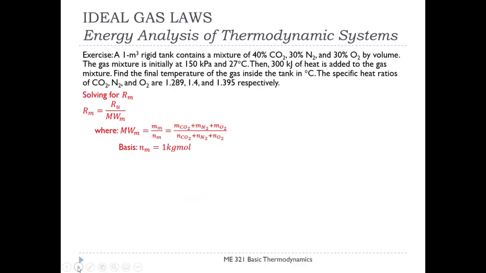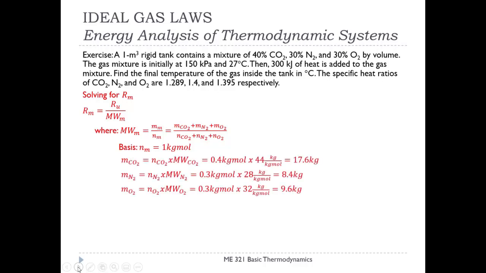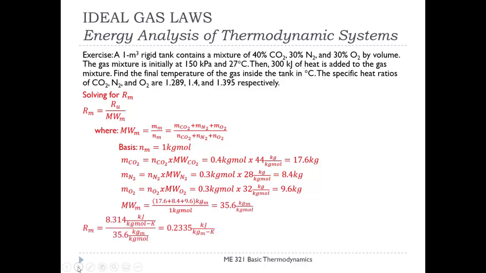With the number of moles of each individual gas already known, we can now compute for the mass of each individual gas by multiplying the number of moles by the respective molecular weights of the gases. Once we have determined the mass of the individual gases, we can now compute for the molecular weight and the gas constant of the mixture.